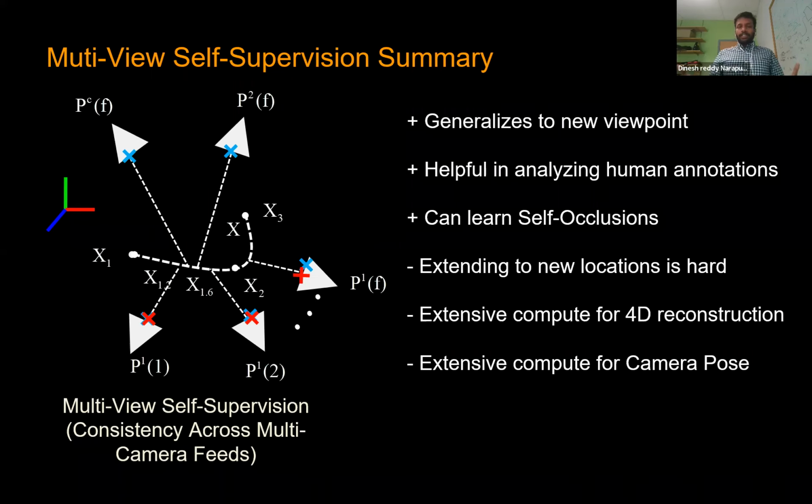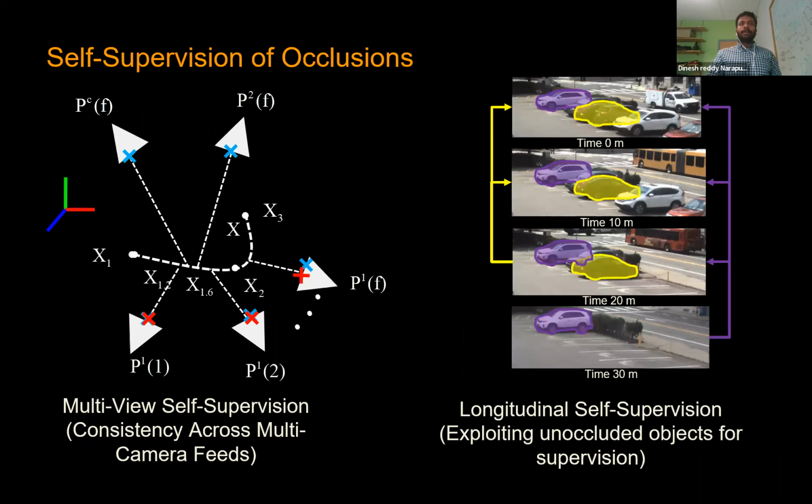So in summary, multi-view is very good for generalizing to new viewpoints. Hence, it helps in analyzing human annotations as I showed earlier, and it can learn self-occlusions as well. But it is very hard to extend it to new locations because this capture setup is very hard. And then there is a lot of compute needed for doing this 4D reconstruction. And you need the camera pose estimation and so on. So it's a lot of framework which needs to go in, but it is very accurate for doing occlusion statistics.